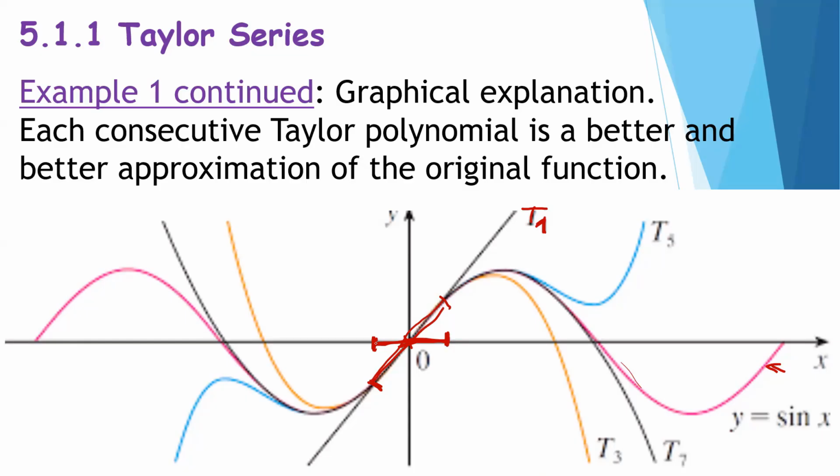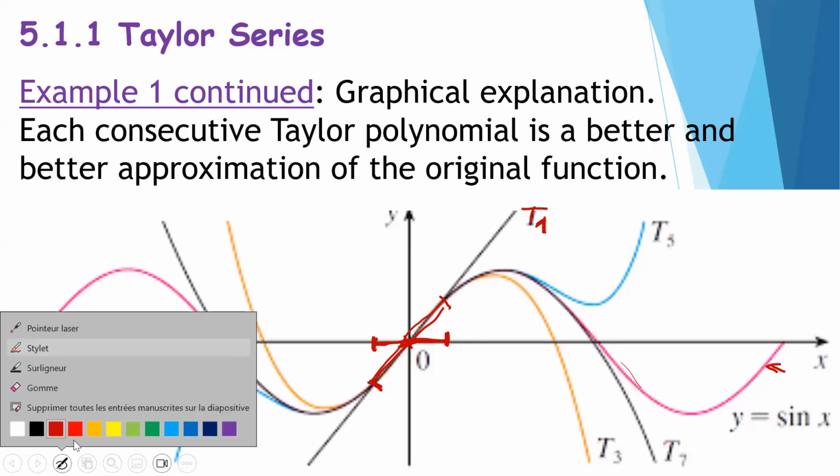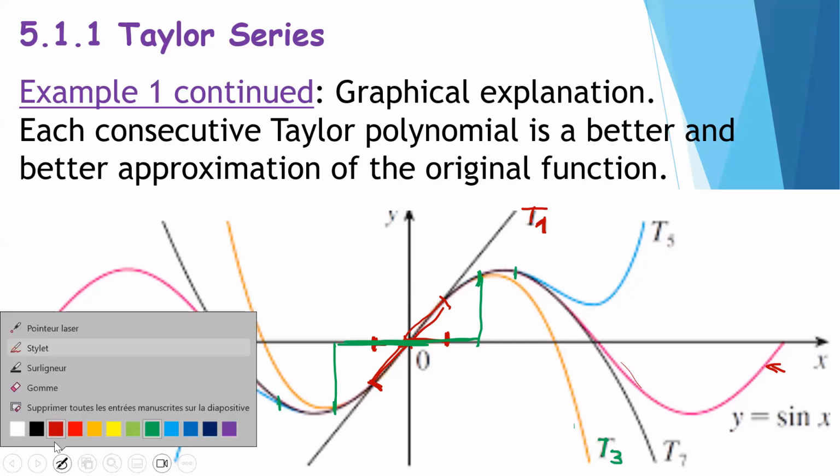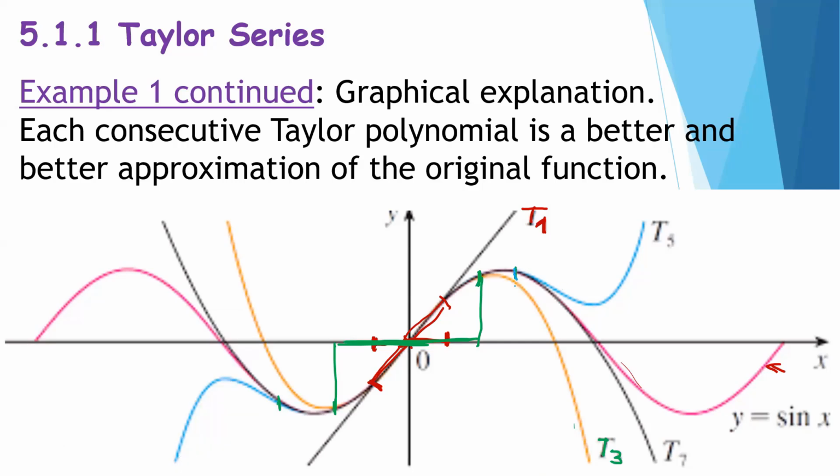If we need a larger interval, we increase the degree of T. For example, here in green, we have T3. This is the graph of T3, the cubic function. And you see that your approximation goes till here. So in this interval, we have a quite good approximation of my original function sine x. Okay, the T5 goes till here.